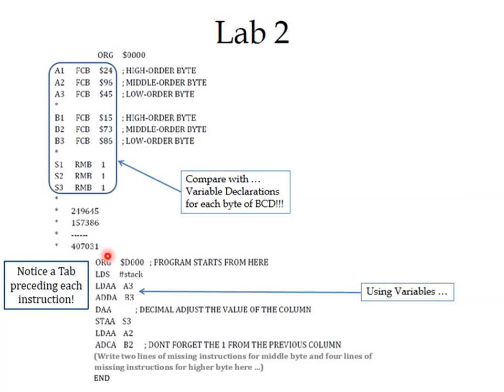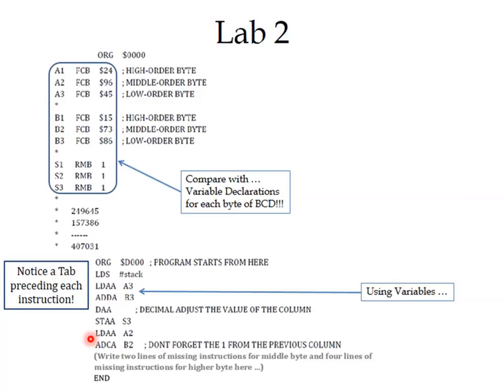So at the very first step, because you always start from the lowest one, you first add the lower byte, and then you add the middle byte, and then you add the higher byte, in 3 steps. So we are adding the lower byte here, and then we are doing the decimal adjust, right? We always have to do the decimal adjust, and then we are storing the sum in S3. Remember, you have 3 bytes to save the answer: S1, S2, and S3. We save the lower byte in S3, middle byte in S2, higher byte in S1. So we save the lower byte in S3. Then we are done with the lower byte, right?